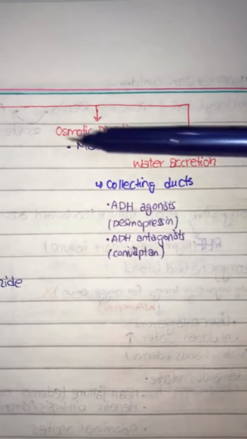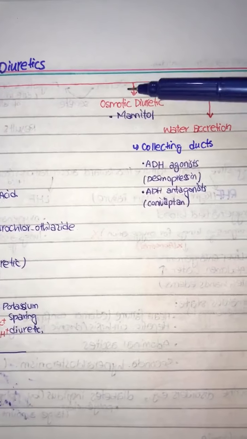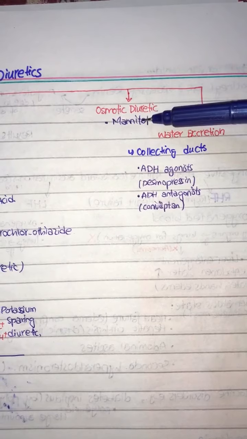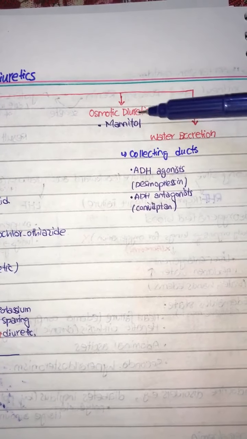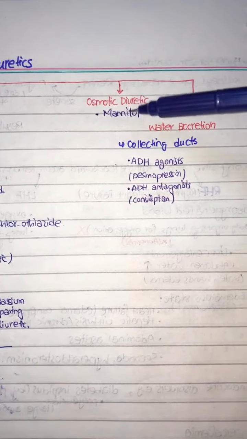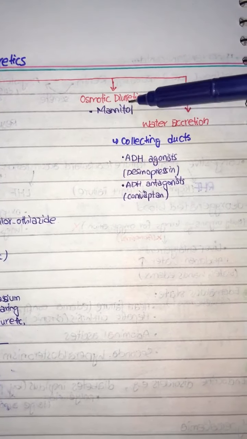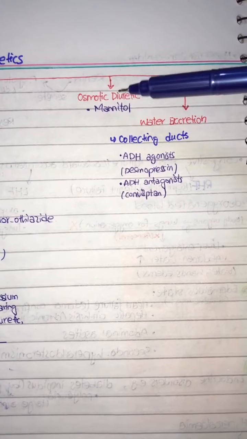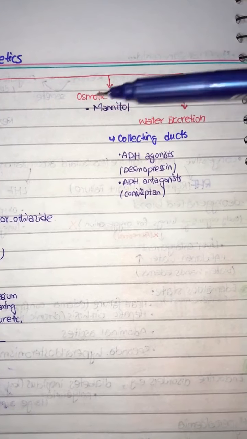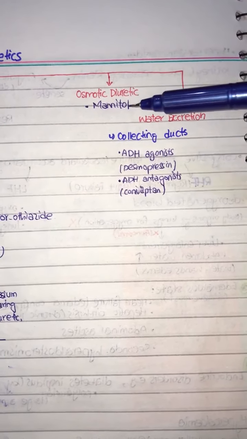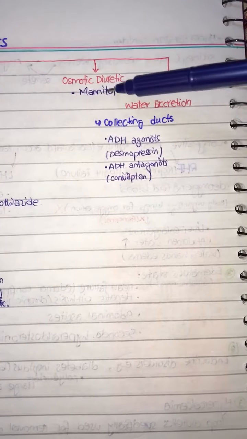So here we have the osmotic diuretic. Osmotic diuretics include mannitol. It is the prototypical drug of the osmotic diuretics. If we discuss it, if it is taken orally, it can't be reabsorbed and it will lead to diarrhea. So it is dangerous to do so.